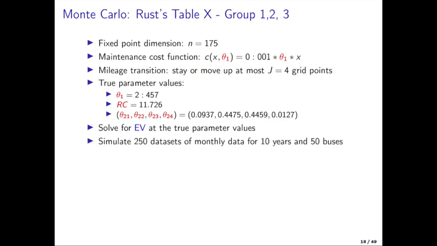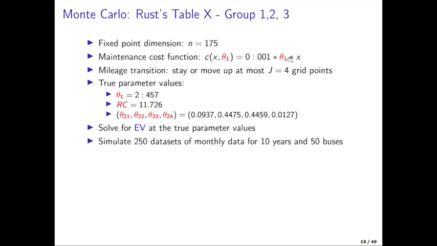So we consider here the following experimental design. There are 175 grid points corresponding to, I think it's table 10 in Rust 1987, and the structural parameters are from there too. Okay, so these are the parameters from table 10.